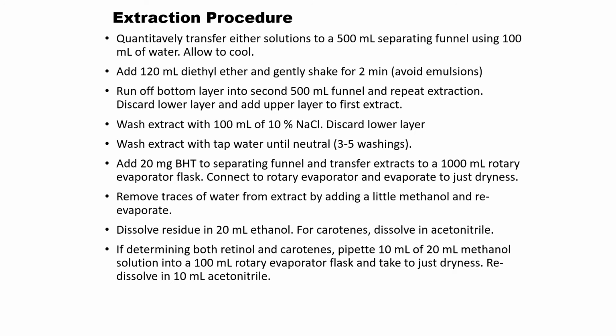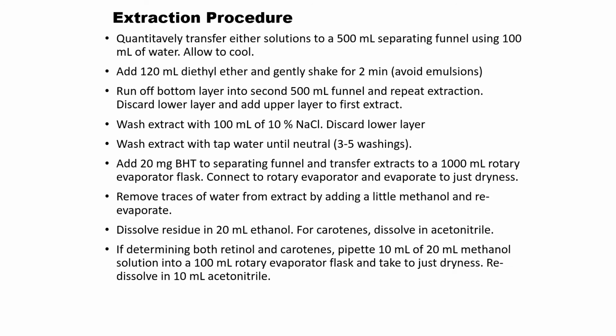So wash the extract with 10 ml of 10% sodium chloride, and wash the extract with tap water until neutral. Probably you can go for 3 to 5 washes. Then you have to add 20 mg of BHT to the separating funnel and transfer the extract into a 100 ml rotary evaporator flask, connect to the rotary evaporator and evaporate to just dryness. Apart from that, you should remove traces of water from the extract by adding a little methanol, and you have to re-evaporate it.